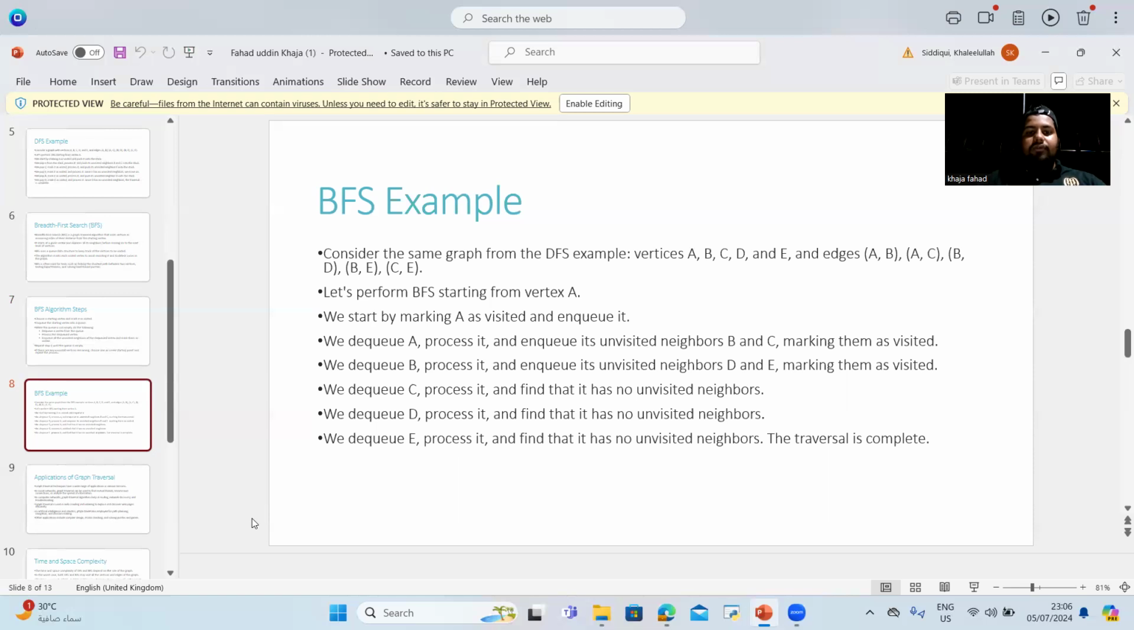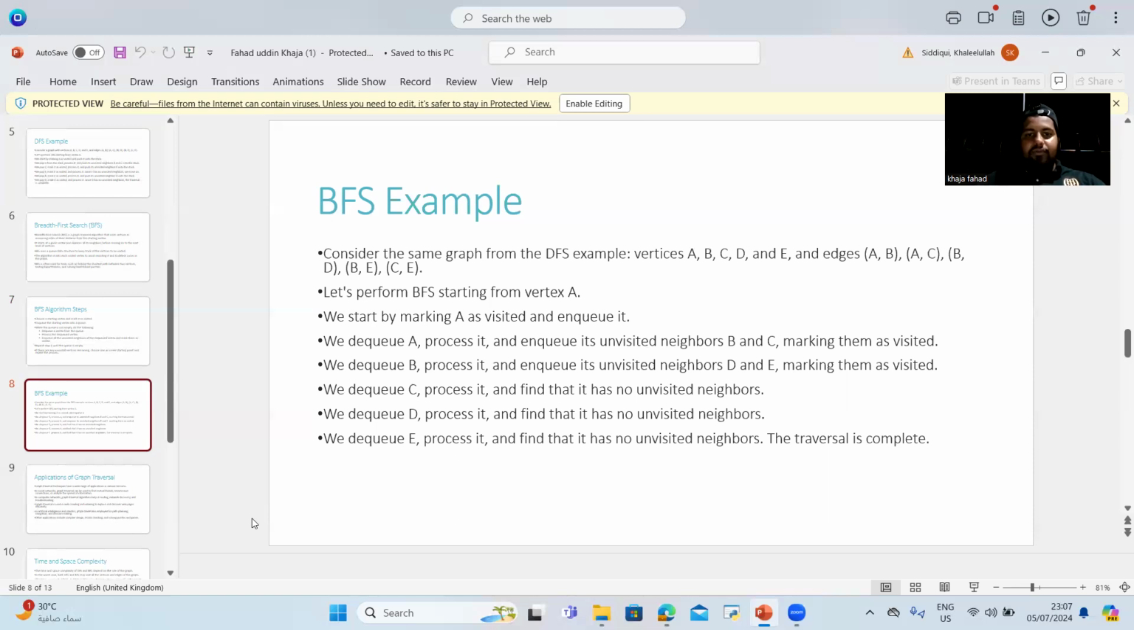We dequeue A, process it, and enqueue its unvisited neighbors B and C, marking them as visited. We dequeue B, process it, and enqueue its unvisited neighbors D and E, marking them as visited.